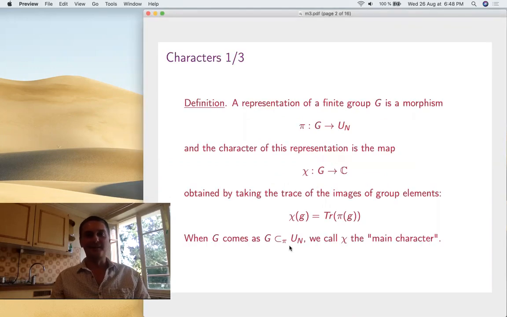So let's get started with some generalities. If you take a finite group, a representation of it is a morphism into the unitary group. I mean, any group element should act as a unitary matrix. The character of this representation is just the trace applied to the group elements with those matrices. And of course, any finite group can have many representations. If it comes with an embedding into U_N, a faithful representation, we call this the fundamental representation, and we'll call chi the main character of the group.